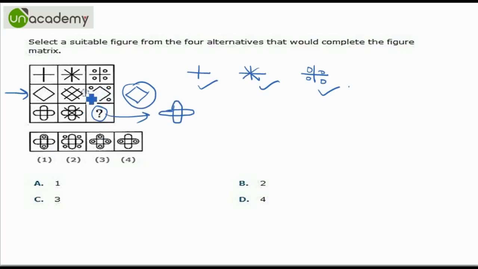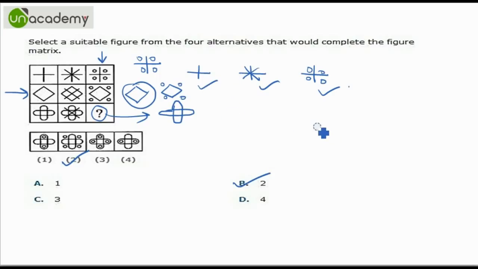We see that in the third column, first row and second row, circles are placed outside. Circles are placed outside of the figure, not inside. So the only option with the circle placed outside the figure is option 2, and that is our correct answer.